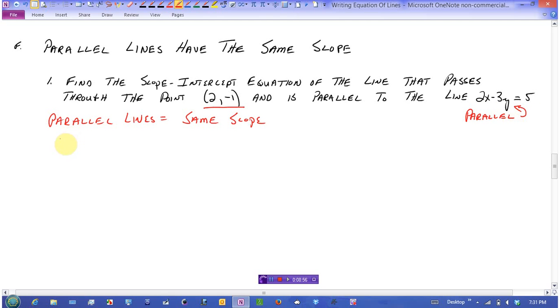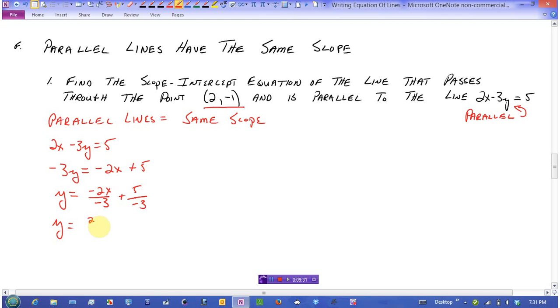So let's go ahead and convert that to slope-intercept form. So I have 2x minus 3y equals 5. Let's get the x on the other side of the equation. Negative 3y is equal to negative 2x plus 5. Now I'm going to divide by the negative 3 so that the y is alone. That would give me y is equal to negative 2x all over negative 3 plus 5 over negative 3. So finally, y is equal to 2/3 x minus 5/3.